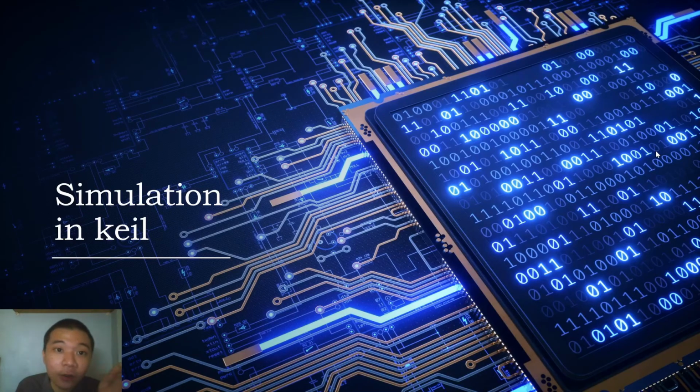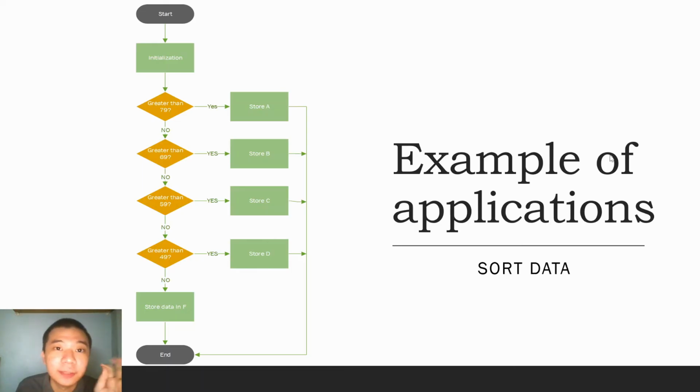And now on to the next example, which is the application of branch instructions. As you can see from this flow chart, this branch instruction set can be used to sort data. Like this is an example for student marks data. You can sort to grade A, which is here, or grade B, grade C, or grade D, or even if it fails all conditions, it will be stored in grade F.